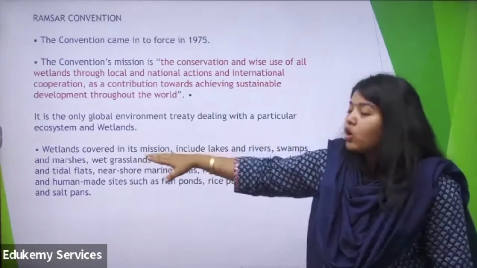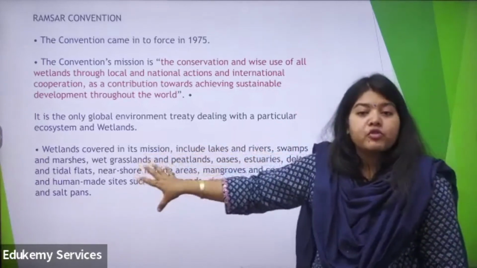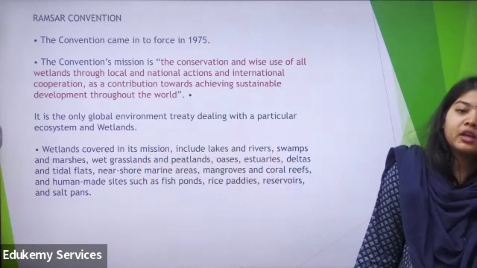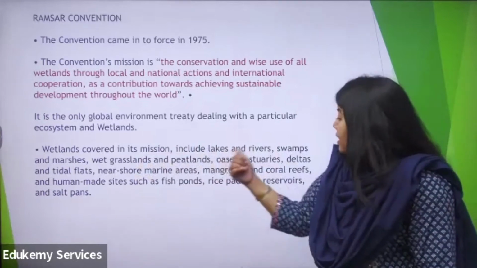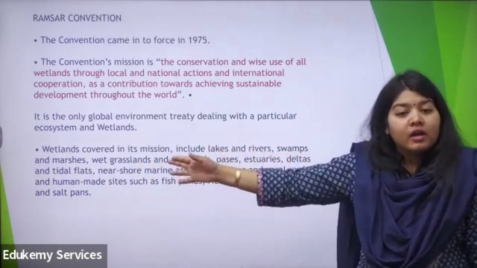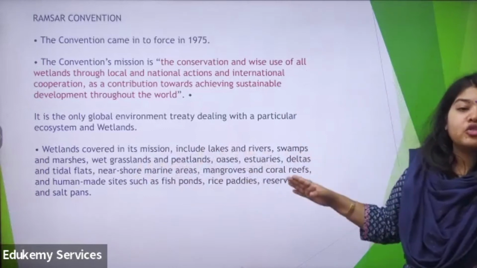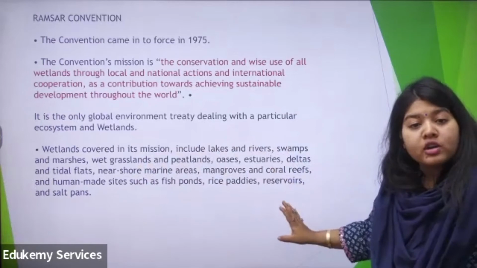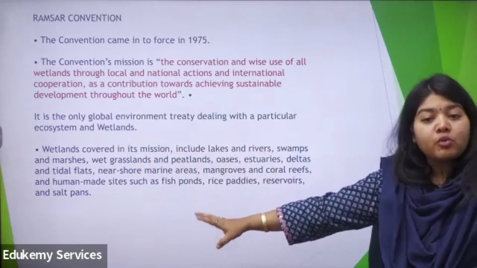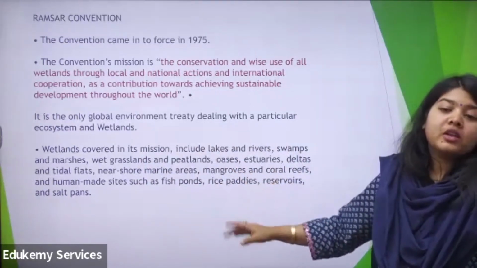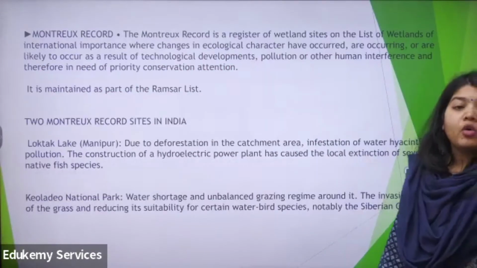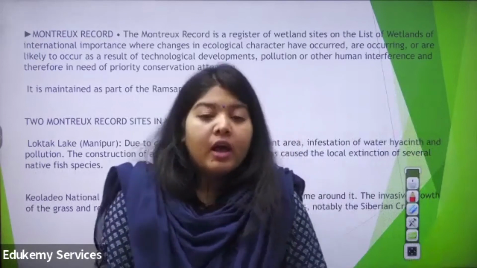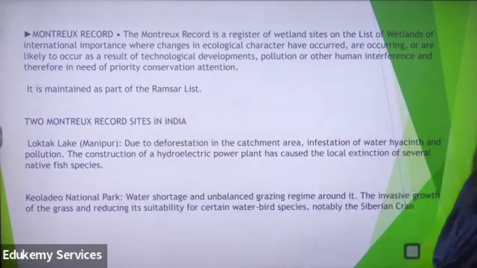And these are all the different types of ecosystems which can be part of the wetlands covered under the Ramsar Convention. It can be lakes, rivers, swamps, marshes, grasslands, peatlands, oases, estuaries, deltas, tidal flats, nearshore marine areas, mangroves, coral reefs, human-made sites such as fish ponds, rice paddies, reservoirs, as well as salt pans. Now, coming to another important part of Ramsar, which is the Montreux Record. Again, simply take a screenshot of this, then we'll quickly revise.